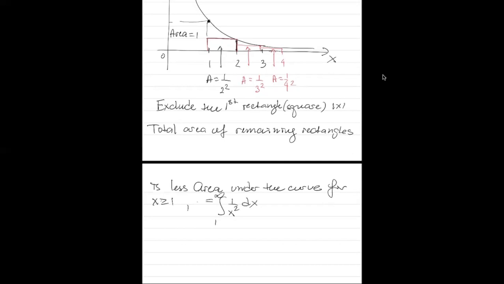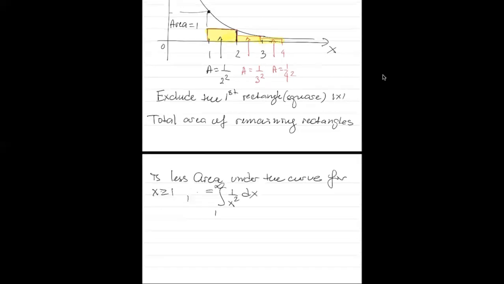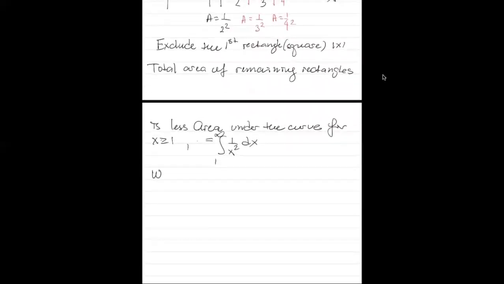So let's see it on the picture. We have what we just said, that the total area of the remaining rectangles, the area of this rectangle, and this one, and this one, and so on, the sum of those areas is less than the area under the curve, which is a definite integral. So we know that the integral from 1 to infinity of 1 over x squared dx is improper, but it is convergent.